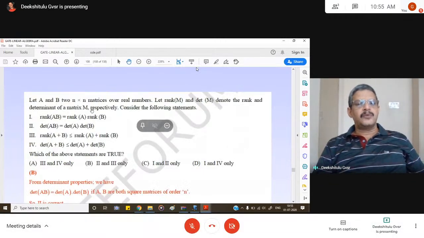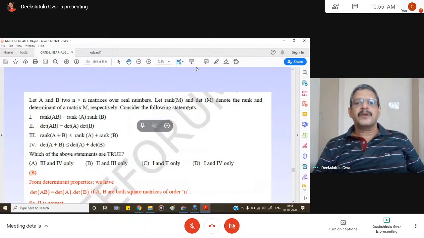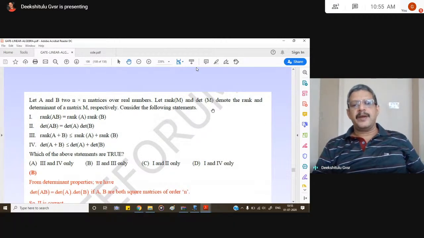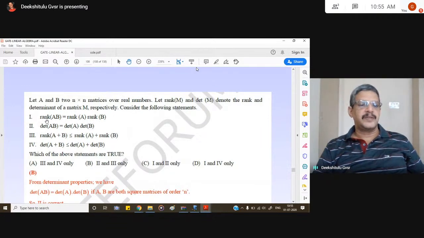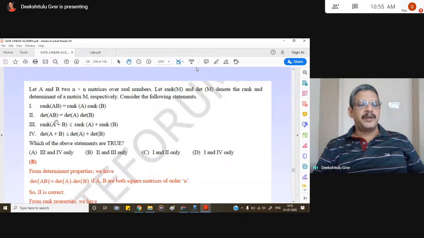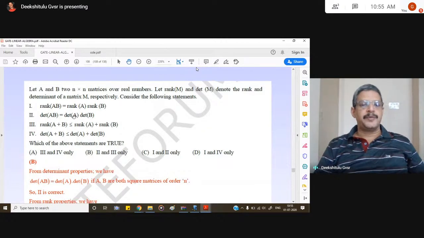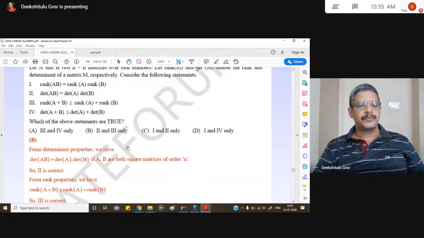Then if A and B are two n by n matrices, let rank of M and determinant of M denote the rank and determinant of the matrix respectively. Consider the following statements. Rank of AB is equal to rank of A into rank of B. Rank of A into B need not be true. It is not correct. But determinant of AB is equal to determinant of A into determinant of B. This is true. Okay.